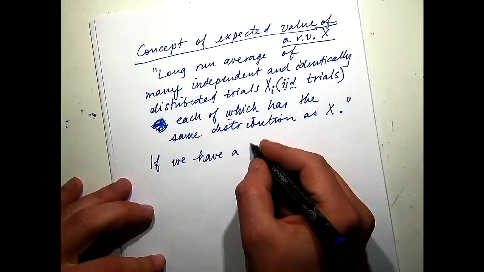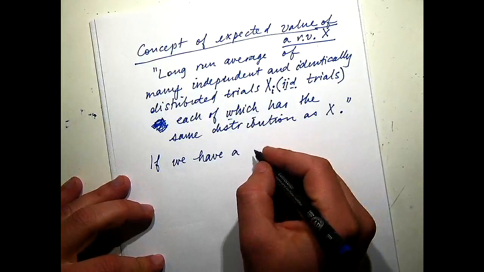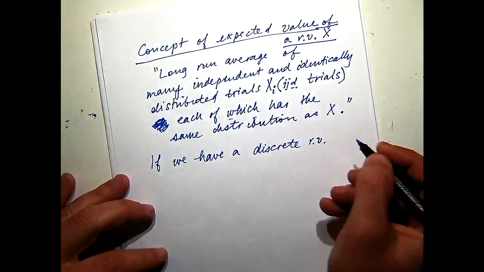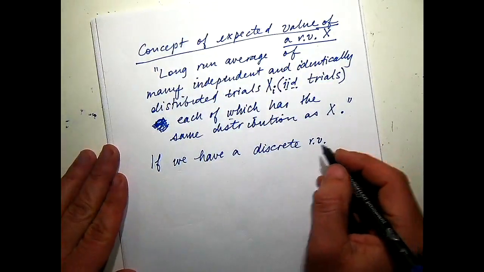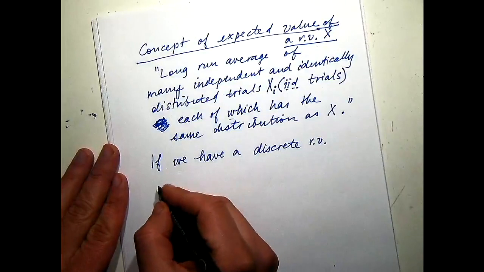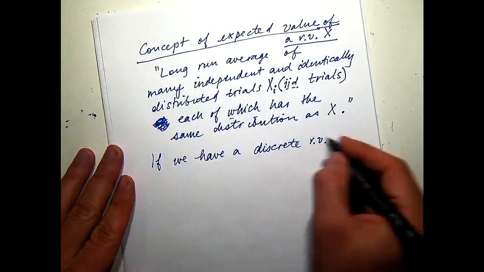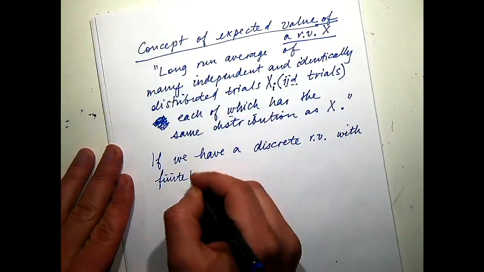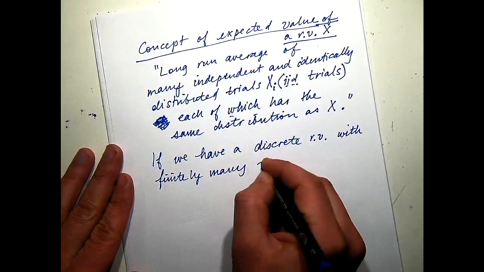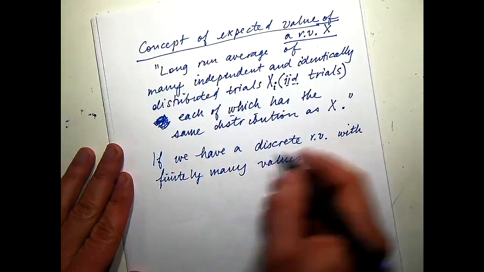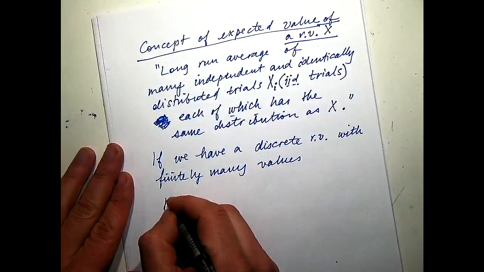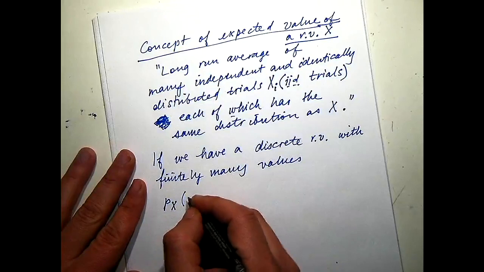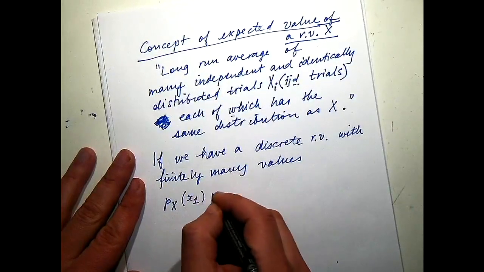Now, if we have a discrete random variable X, and let's even say with finitely many values, this would be the very simplest case, finitely many values. So p_X of, okay, it can take the values x1 with probability p1.